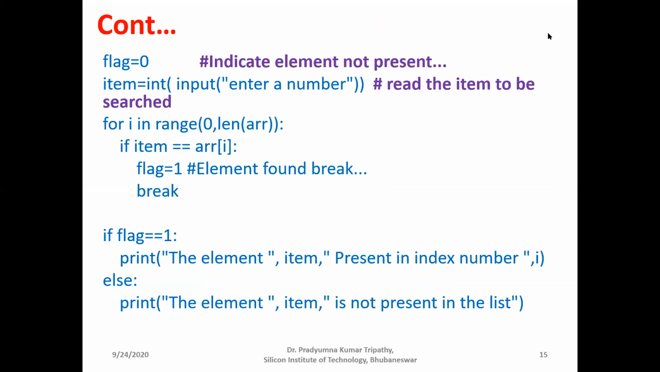So here also the same thing. If item equals array of I, if it matches, we set the flag as 1. That means the item is found, and it will break. If nowhere it matches, none of the items match with this item, then the flag will never become 1. So the flag will be 0. In that case, I will say element is not found. Now, if an element is found, that index is the position, and I will say that the item is found at this index.